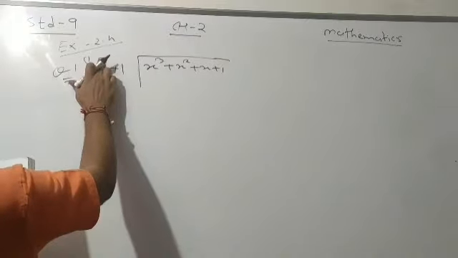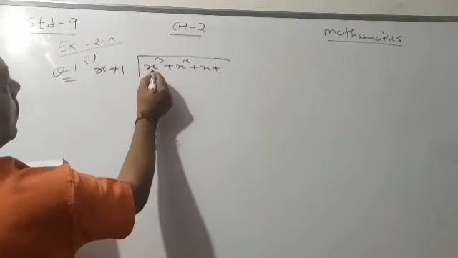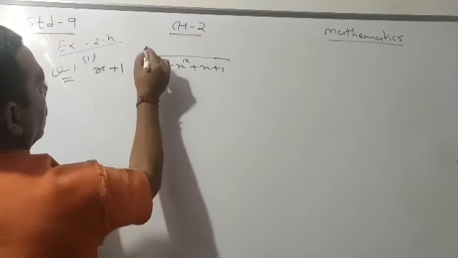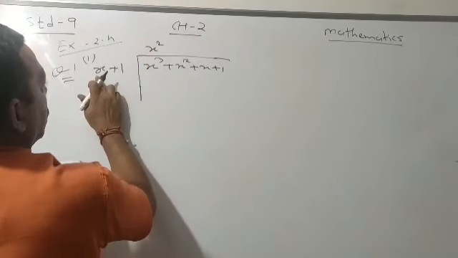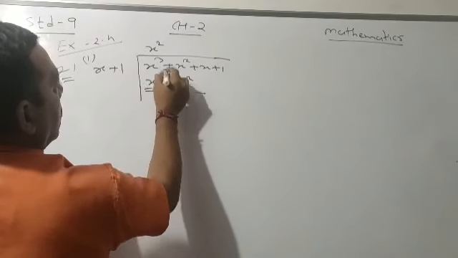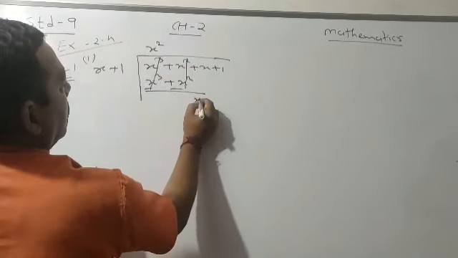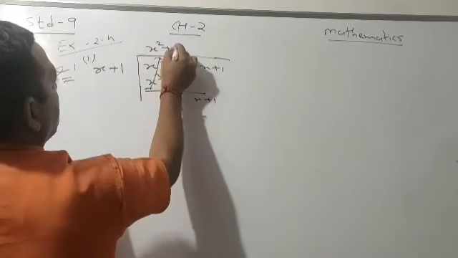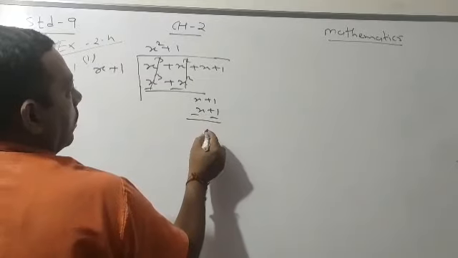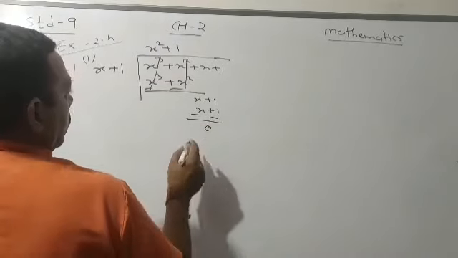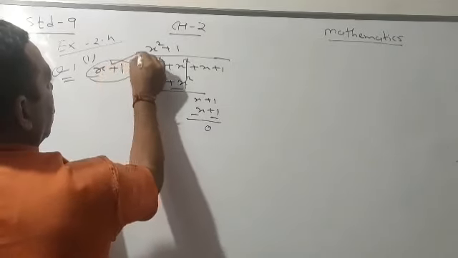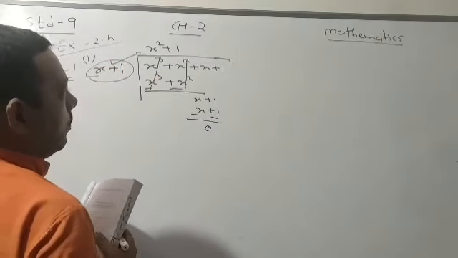Now here it is x plus 1 and the first term is x cube. So in the long division we have to multiply this by x square. So now it is x cube plus x square, minus minus get cancelled. The left term is x plus 1. Now x plus 1 ones are x plus 1, minus minus get cancelled, we get 0. So here the remainder is 0. That's why we can say that x plus 1 is a factor of the given polynomial.